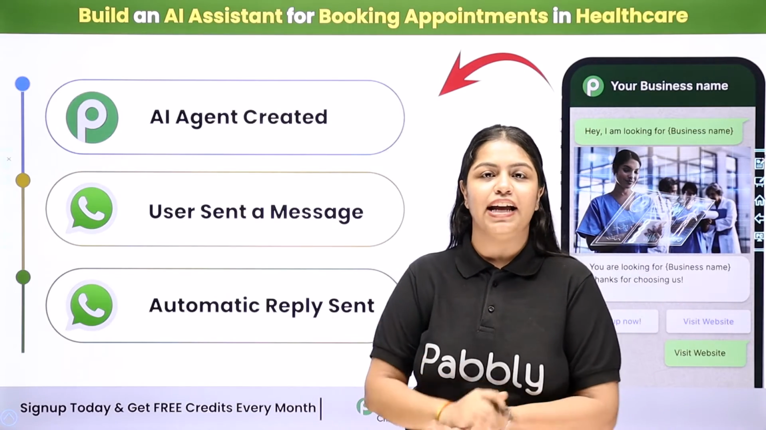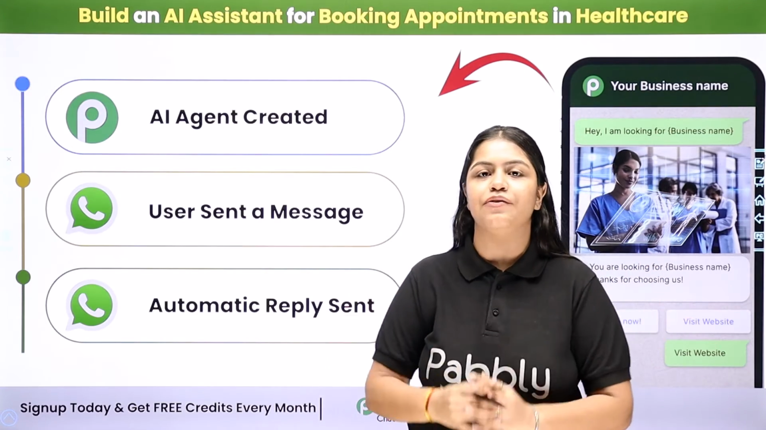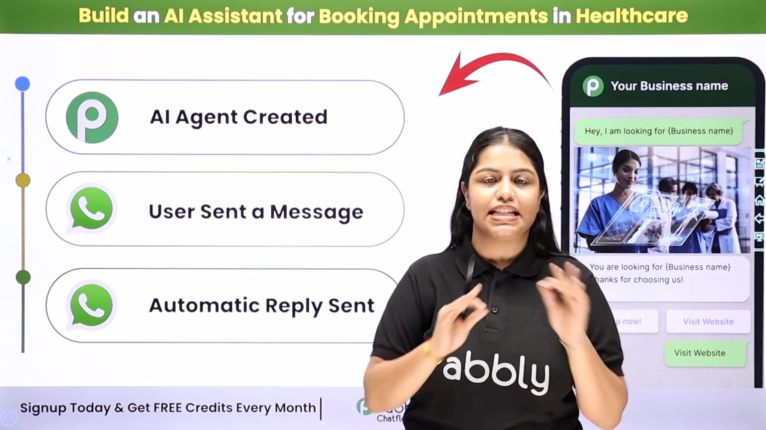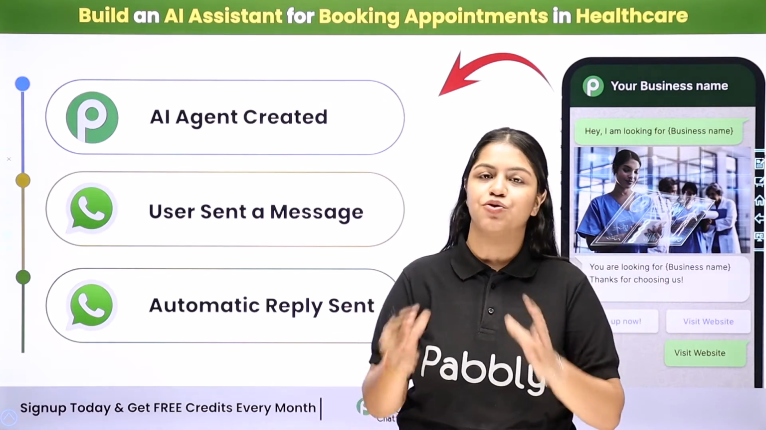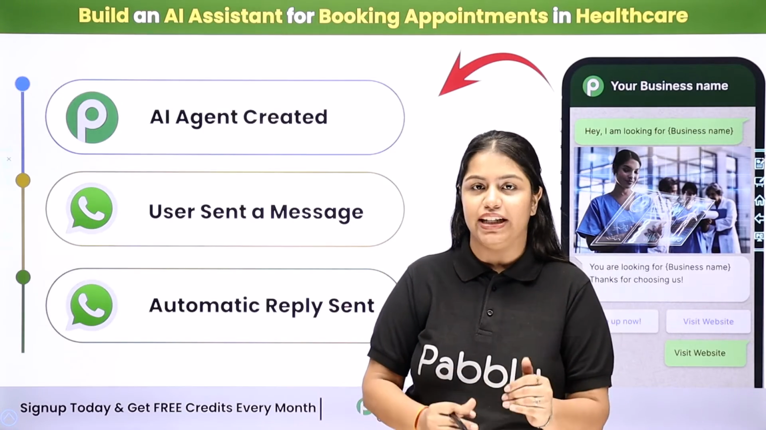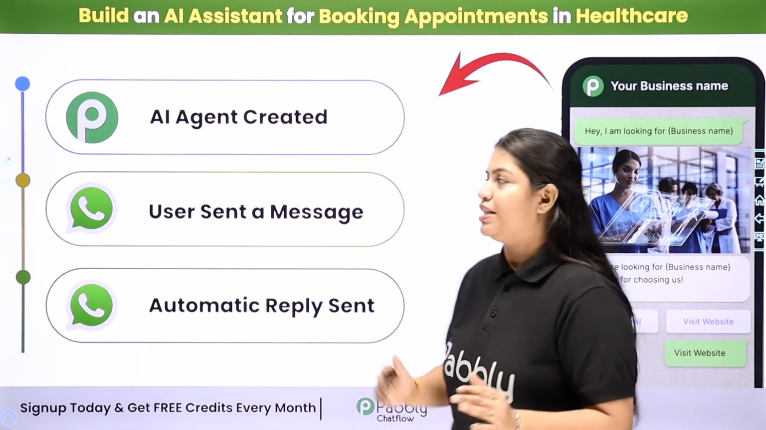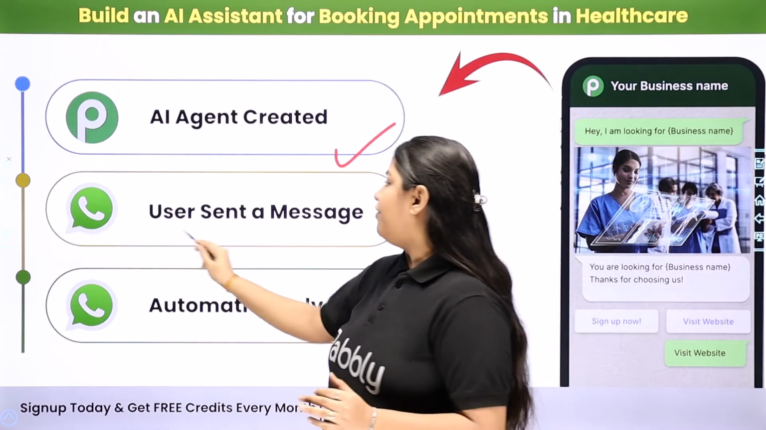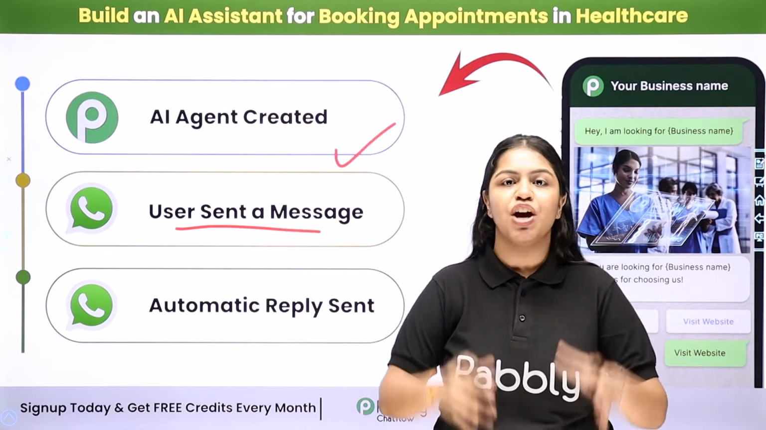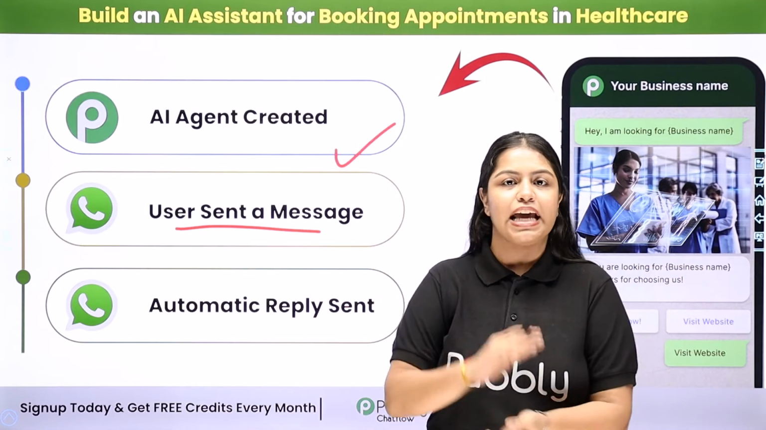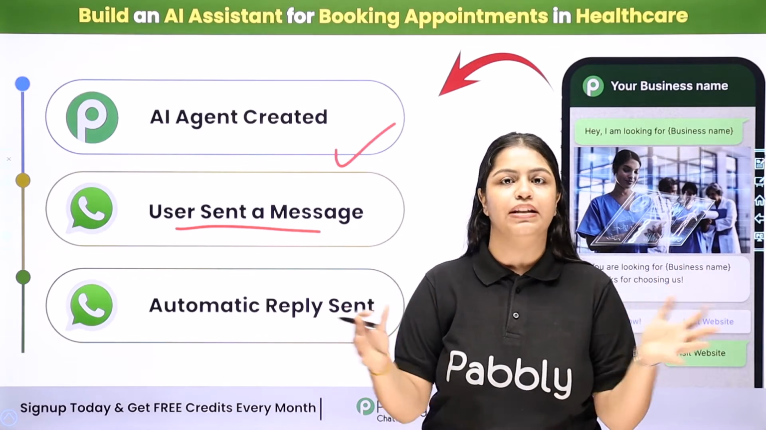So I'm also running a healthcare clinic and we regularly receive user queries for appointment booking on WhatsApp. But this is such a time consuming and tedious task to reply to all of them manually. So to solve this problem, I've simply created an AI assistant WhatsApp chatbot. And now whenever my user sends me a message, an automatic reply will be sent to my user. Also, this AI agent is going to help my user to book the appointments.